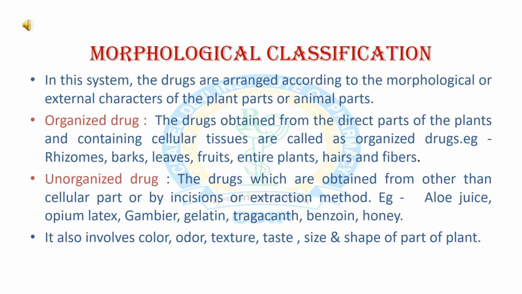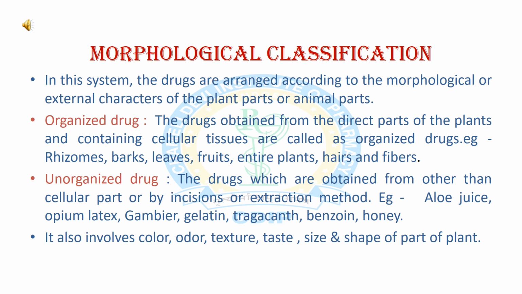In this slide, we will discuss the morphological classification of crude drugs. In this system, the crude drugs are classified or arranged on the basis of morphological characters as well as organoleptic characters. So they can be classified into two types. First is organized drugs and second is unorganized drugs. Organized drugs are obtained from the direct part of the plant or contain cellular tissue. For example, drugs obtained from various parts like rhizome, bark, leaves, fruit and entire plant.